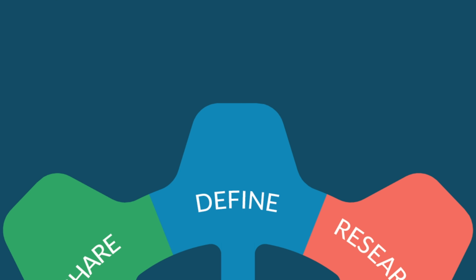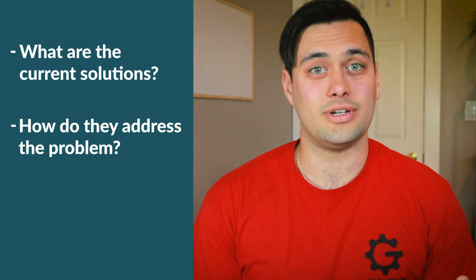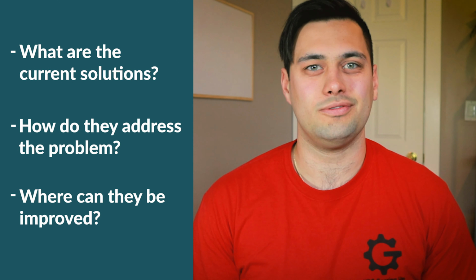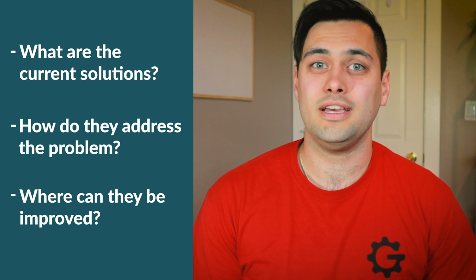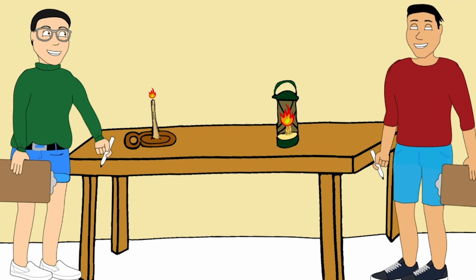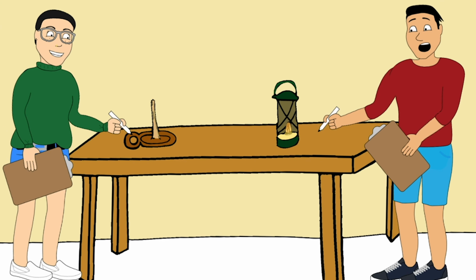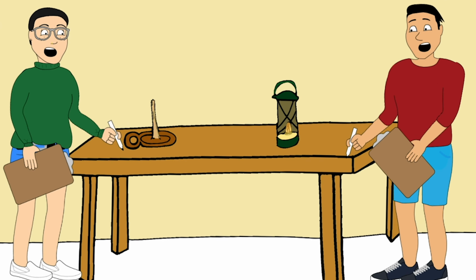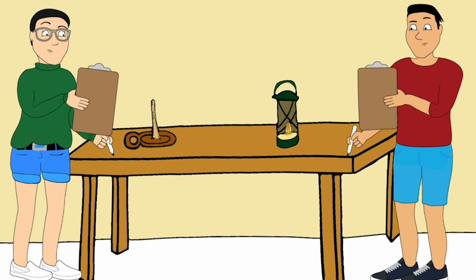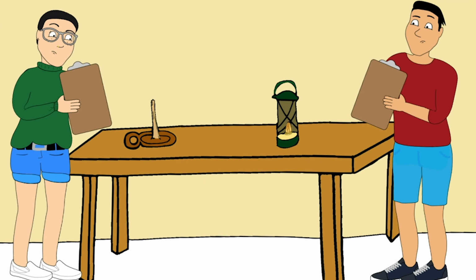Now that we understand our problem, we need to do some research. At this point, you want to find out as much information as you can and ask yourself questions like, what are the current solutions? How do they address the problem? And where can they be improved? Think about how much money and time these designs consume. Before the light bulb, the solutions to seeing in the dark were candles and oil lamps. Both of these provided a limited amount of light, needed to be replaced or refilled often, and could be dangerous if left unattended. Ideally, your solution will improve upon and fix the issues of previous iterations.